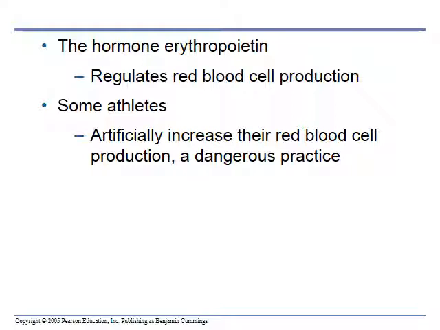There's a hormone, erythropoietin, that regulates red blood cell production. So if you need more red blood cells, that helps with regulating that. Some athletes do something called blood doping to increase their red blood cell production. Not a good idea. It's also pretty much illegal in all of the major sports.